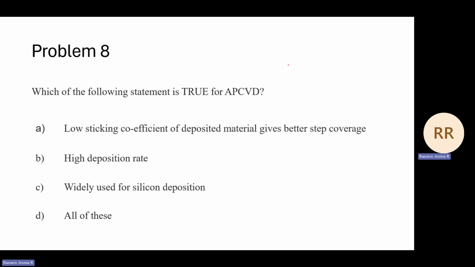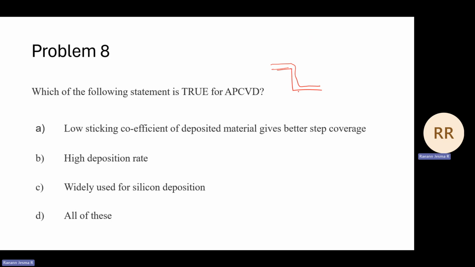So step coverage means, let's say, generally in the fabrication process, we will have multiple layers of processes, right? If you have done some processing, your profile is looking like this. You have some region which is higher than the other region. So then this is some kind of step, right? You have a hill and you have a valley. So step coverage means when you are depositing a material, it should follow the step.